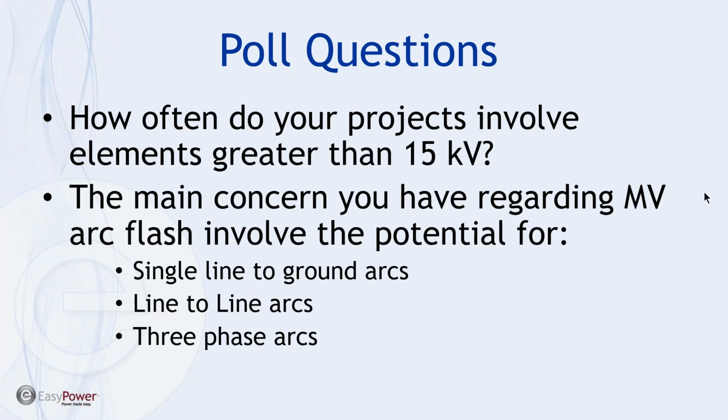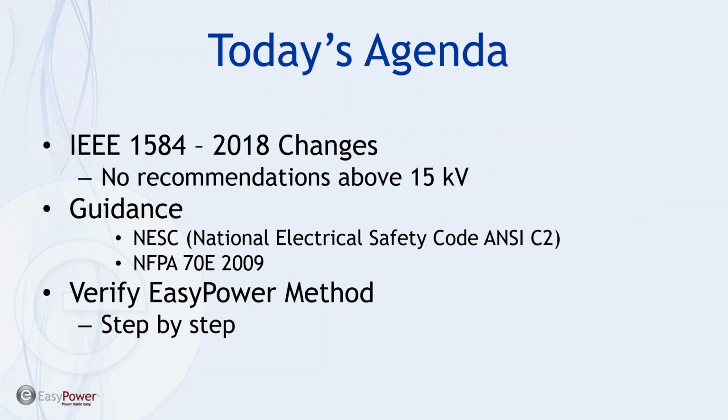So today's agenda is essentially talking about the changes in the 1584 that was released in early December of 2018, and the fact that there are no recommendations above 15K. We're going to revert to or depend on some other guidance that's been around for several years in both the National Electrical Safety Code and in NFPA 70E. Then I'm going to walk through three examples using the EasyPower implementation of these standards, and hopefully offer some assistance as far as you're dealing with the problem.